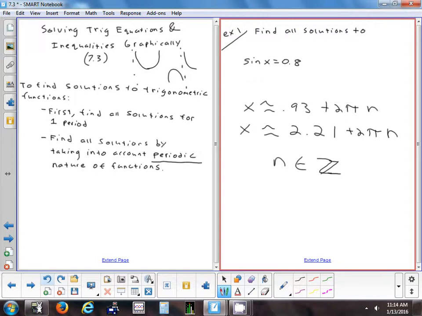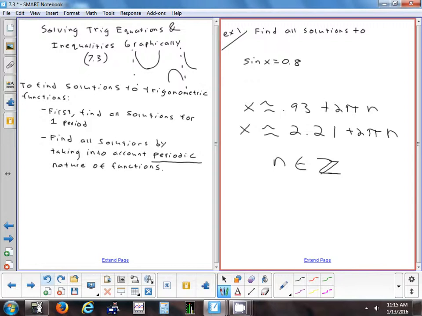So this just means that you're going to see this answer at 0.93. You're going to see the same answer again the next period over if you add 6.28. Same thing here. This answer will occur at the next period over by plus 6.28. Okay? And that it occurs forever.